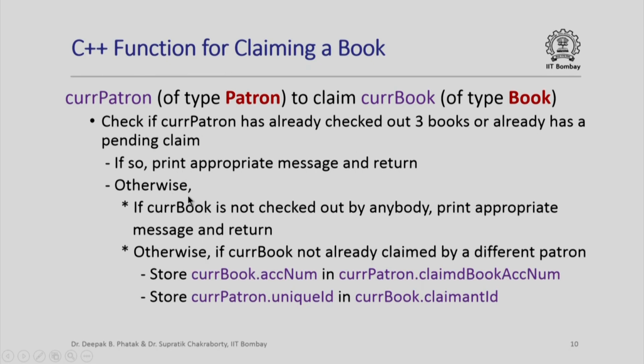If both of these checks fail, then we still have to check if current book has already been claimed by a different patron. If so, then we cannot let current patron lay claim to current book. Otherwise, we can allow current patron to register a claim for current book, in which case we are going to store the accession number of current book in the member claimed book accession number of current patron, and similarly we are going to store the unique ID of current patron in the member claimant ID of current book.